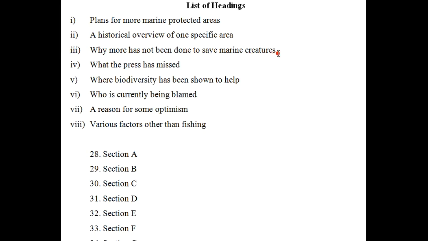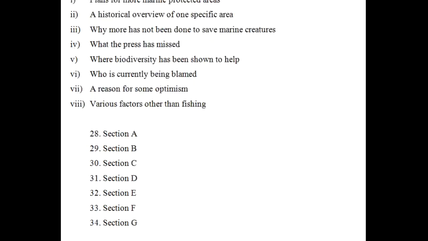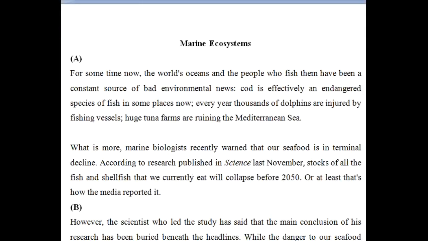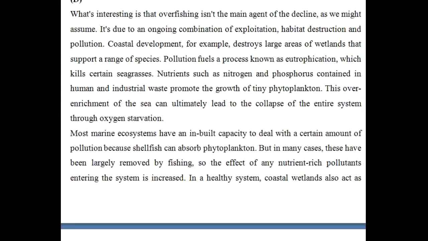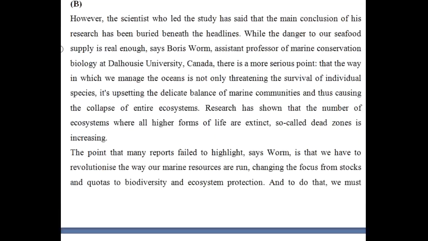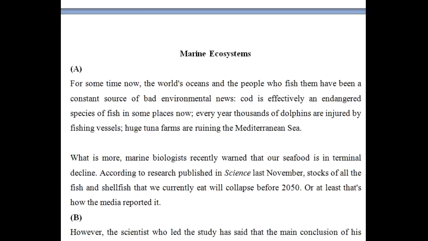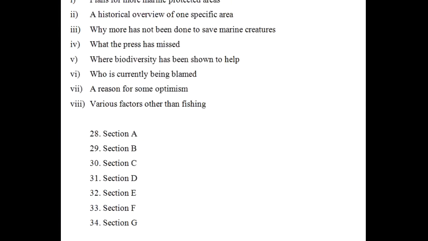Okay, let's start. Let me remind you of the strategy. The first thing, we have to go through the passage in about 20 seconds to understand what it is about. So you will understand that it is about marine ecosystem and many development projects and research which have been carried out in the past related to this.